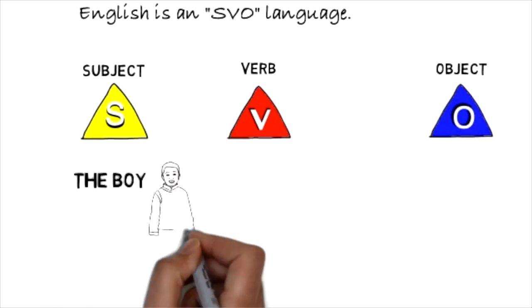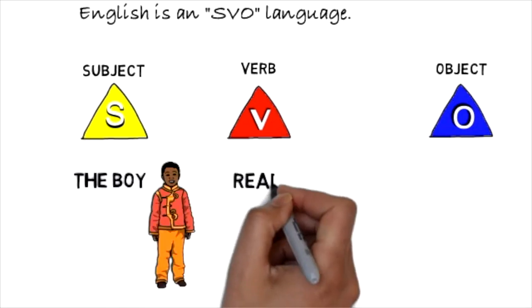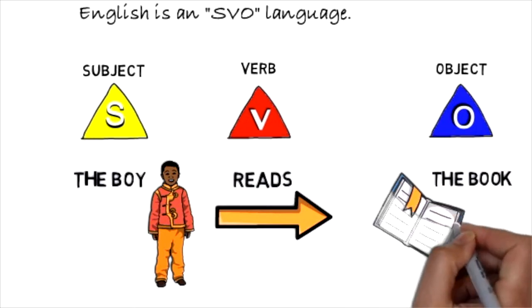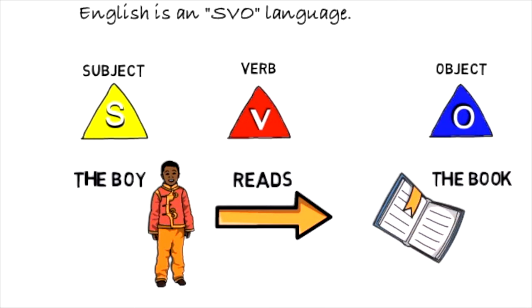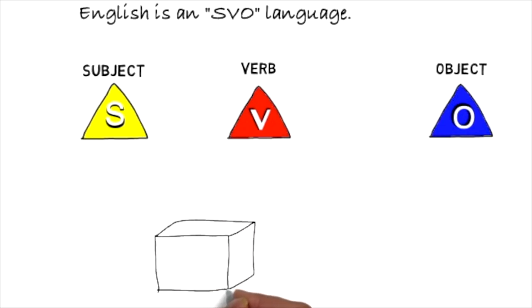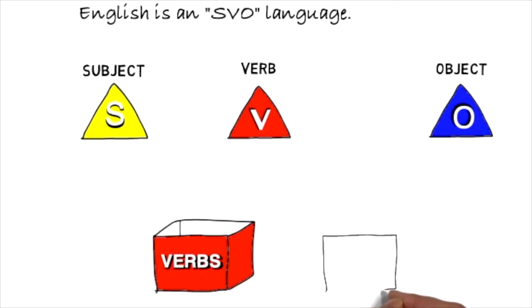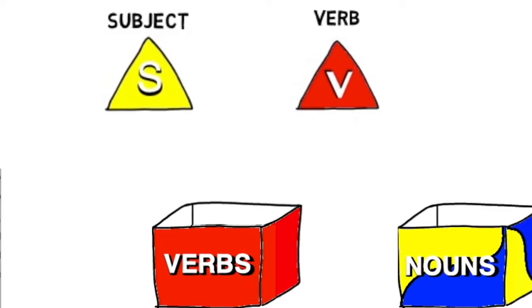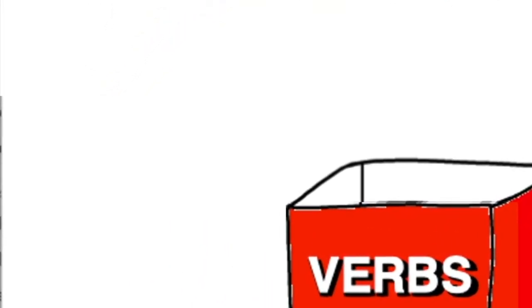And here's an example. The boy reads the book. That's about the simplest and most basic structure for an English sentence, and that's the kind of structure we're going to look at today. Even then, though, we're going to need to lay down a few conditions.